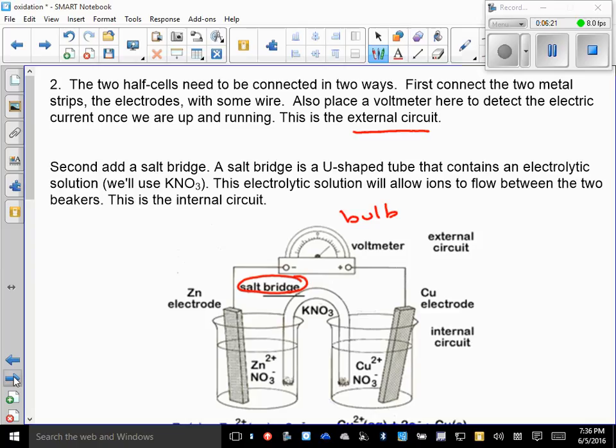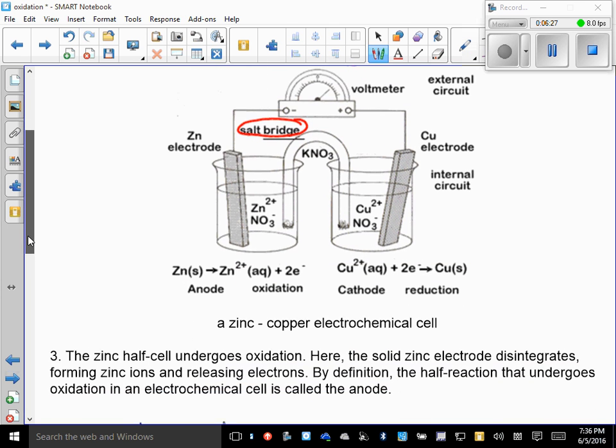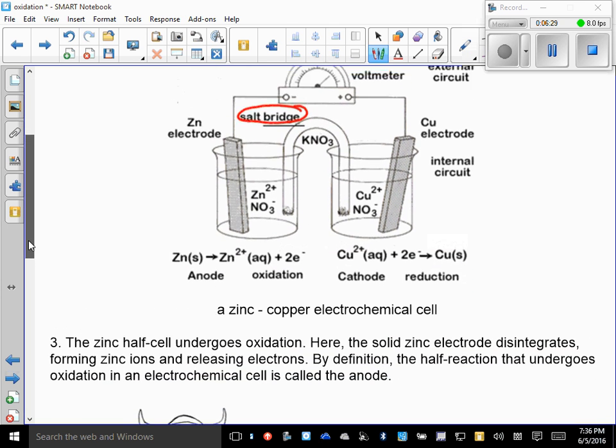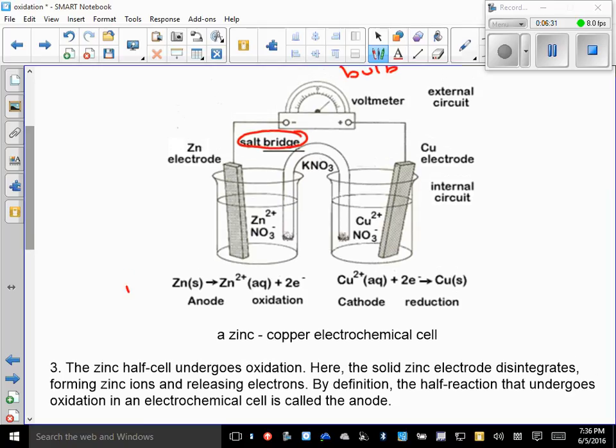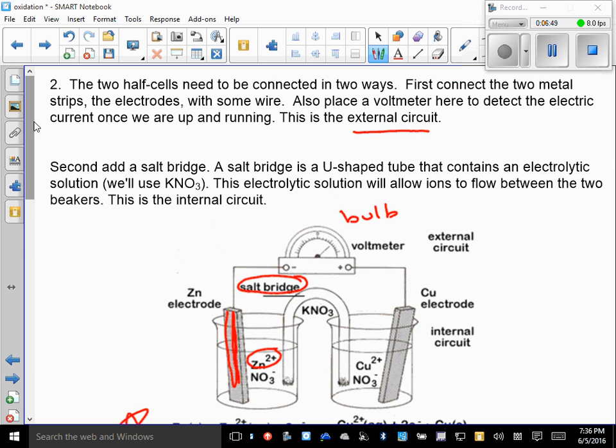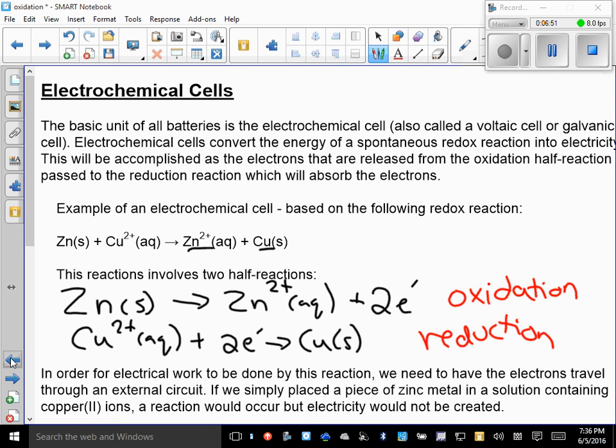It's kind of plugged up on the ends, so the solution stays in, but there are things that can come down through it. Okay, the zinc half cell, so zinc over here, this one right over here, undergoes oxidation. Here, the solid zinc electrode disintegrates. So you can imagine this stick is slowly disintegrating. It's giving off little zincs. Zinc ions releasing electrons. We know it's releasing electrons because of its half reaction we saw over here.